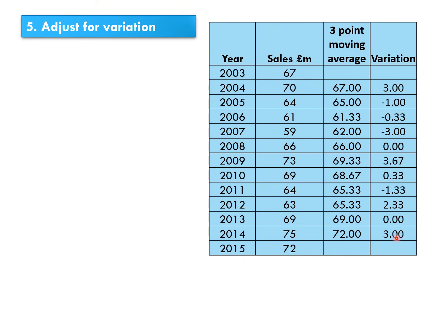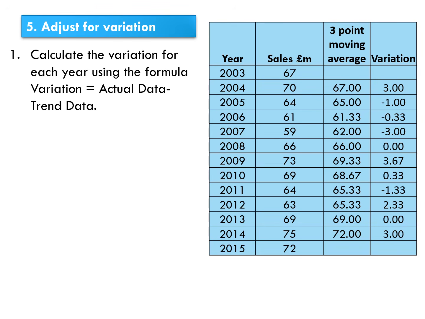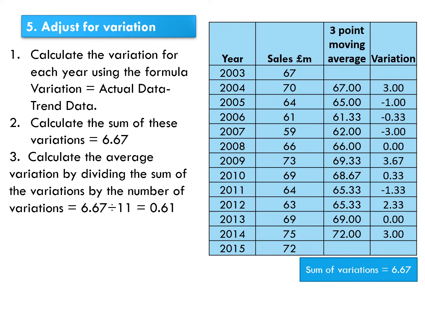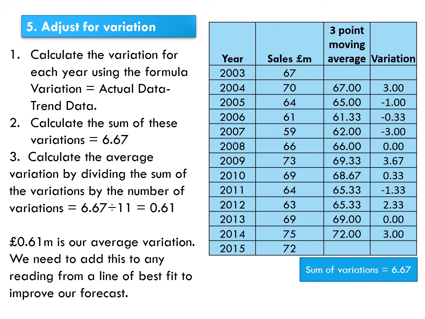This gives me a variation. Now if I take the average of all those variances, then I would see that actually on average within a year, our moving average is 0.6 below the actual sales figures. So I find out the average here, I look at all the variations, I add them all up, so all the variations added together are 6.67, divide by the number of variations that I have there, which is 11, my average variation is 0.61. So what that's telling me is my prediction is likely to be 0.61 lower than the actual. So I need to add this to my line of best fit to improve my forecast slightly.